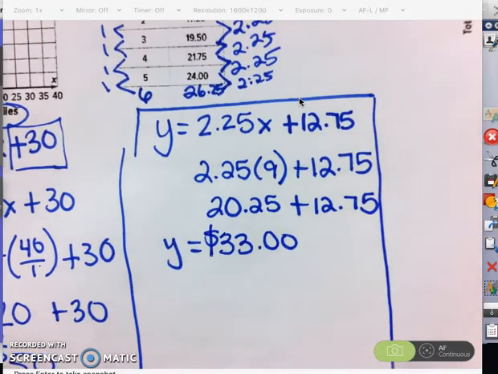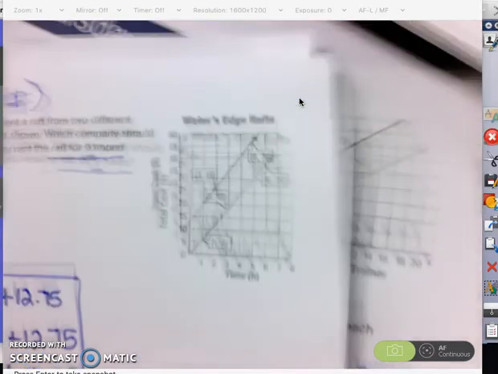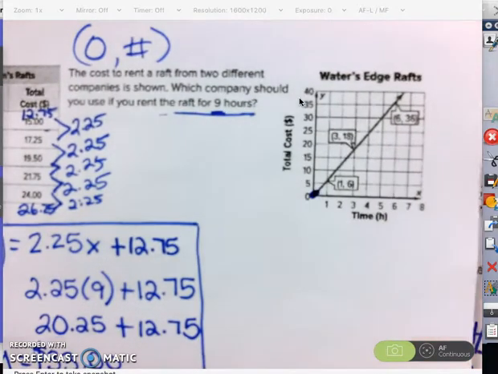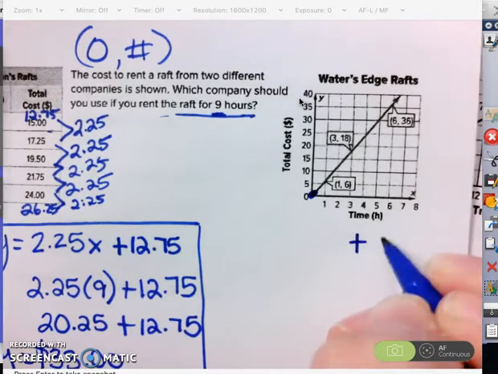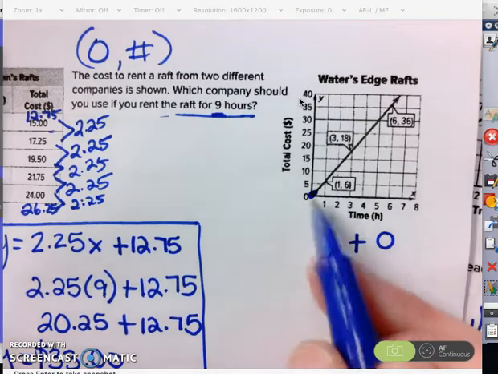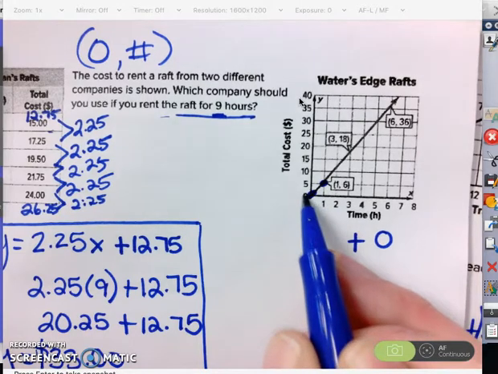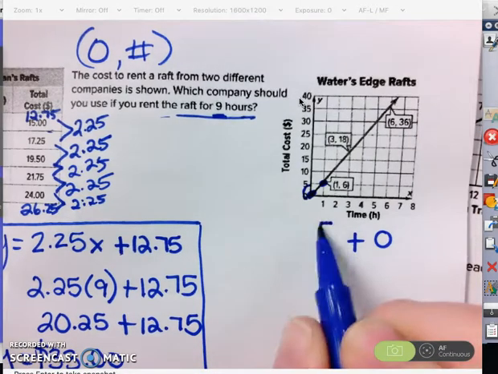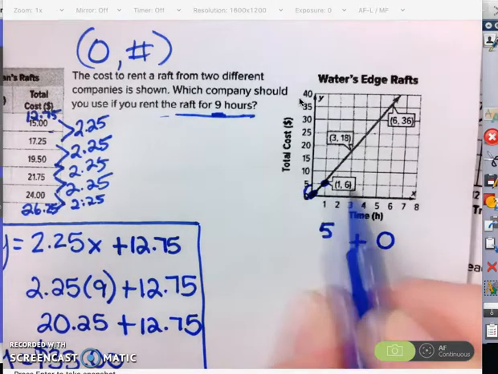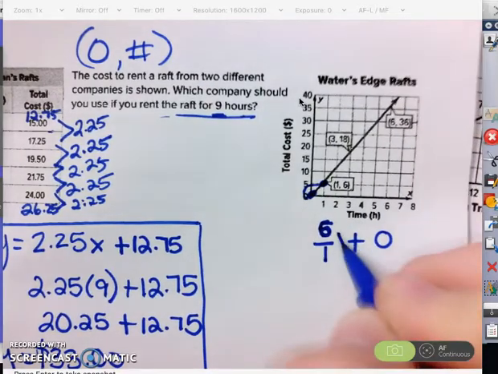Okay. Then we want to figure out what Water's Edge is. So we have to go over and create our equation. If you look, my line goes through the origin. So right away I know that it's plus 0. Then I need to find my rate of change or my slope. So go from this point to this point right here. I go up how many? I go up 5. No, that's wrong. I go up 6 because that point is 1, 6. So I go up 6 and over 1. So my slope is 6 over 1.